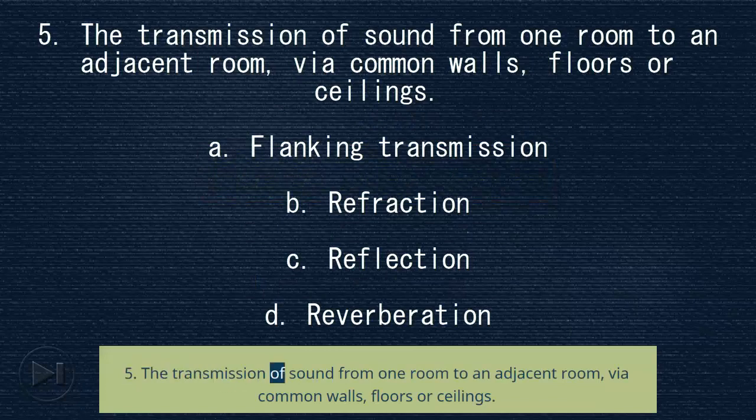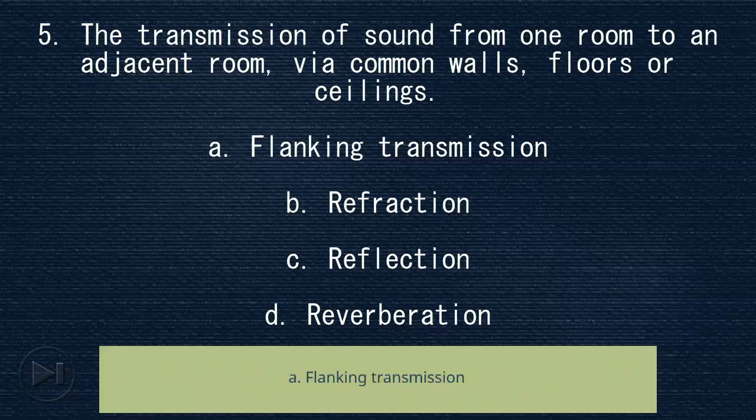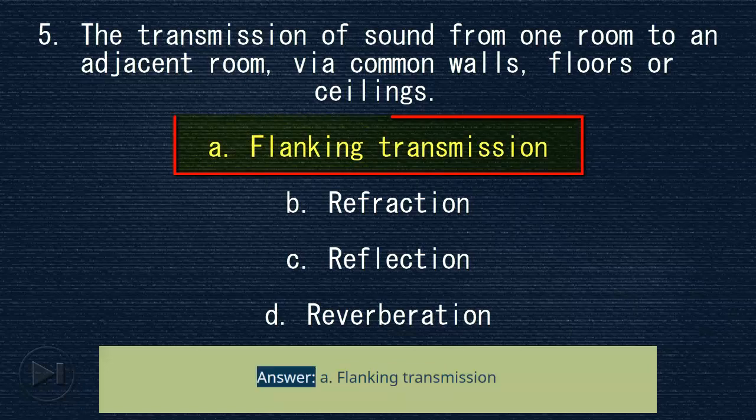5. The transmission of sound from one room to an adjacent room, via common walls, floors, or ceilings. A. Flanking transmission. B. Refraction. C. Reflection. D. Reverberation. Answer: A. Flanking transmission.